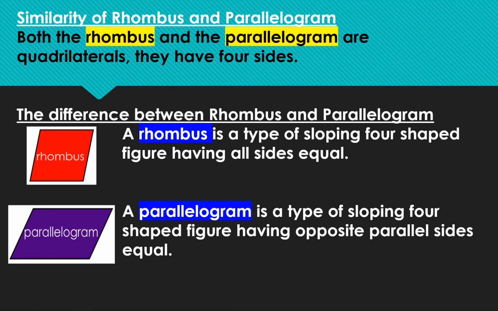Again, the similarity of a rhombus and a parallelogram: both are quadrilaterals. They have four sides. Okay. The difference between a rhombus and a parallelogram: a rhombus is a type of slanting four-sided figure having all sides equal, while a parallelogram is a type of slanting four-sided figure having opposite parallel sides equal.